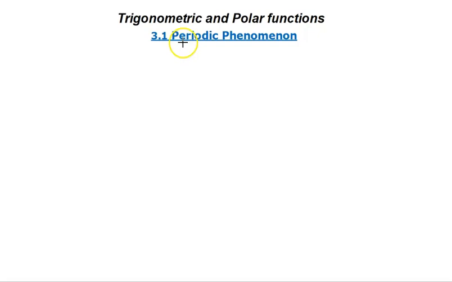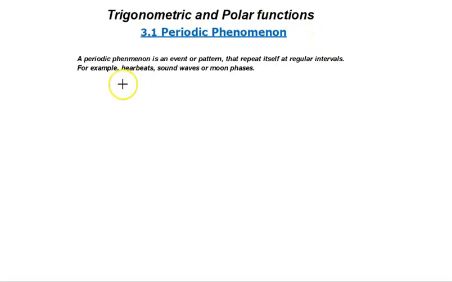In this video, we are going to study periodic phenomena. This is the very first topic of Unit 3 Trigonometric and Polar Functions of AP Precalculus. Periodic phenomena is an event or pattern that repeats itself at regular intervals. For example, heartbeats, sound waves, or moon phases.